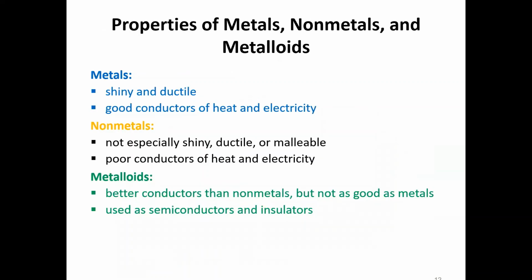So metals are shiny, ductile. They're really good conductors of heat and electricity. Nonmetals, on the other hand, are not especially shiny, ductile, or malleable, and they're really poor conductors of heat and electricity. They're usually brittle. Metalloids are kind of a combination. They're in between, so they're better conductors than nonmetals, but not as good as metals. So we call metalloids semiconductors.